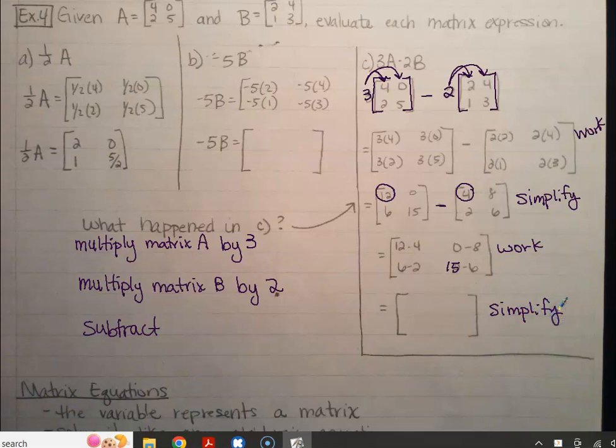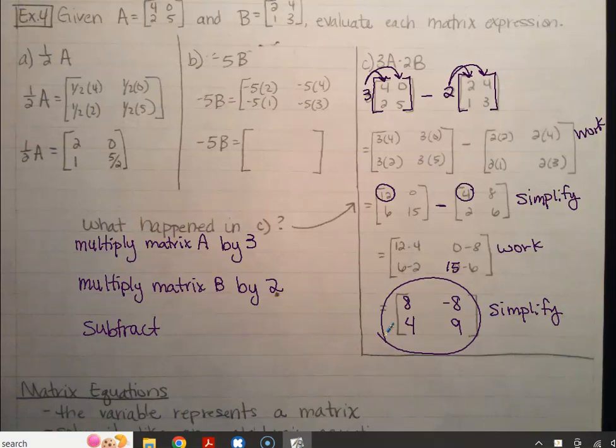Okay, so let's get started. 12 minus 4, good, is 8. 0 minus 8, excellent, is negative 8. 6 minus 2, perfect, is 4. And 15 minus 6, good, is 9. So this is your final answer. You did scalar multiplication for both problems, or for 3A and 2B. You did your scalar multiplication. Then we did subtraction, and we got our answer.